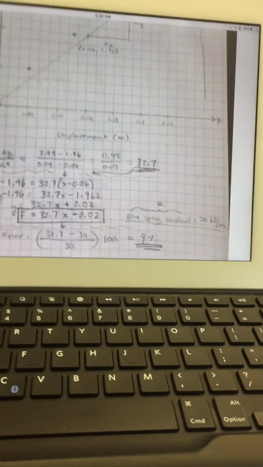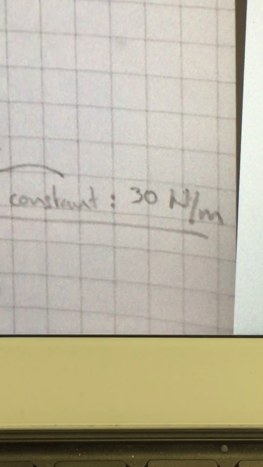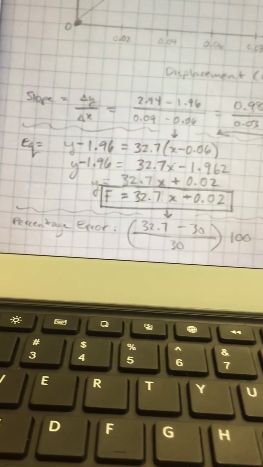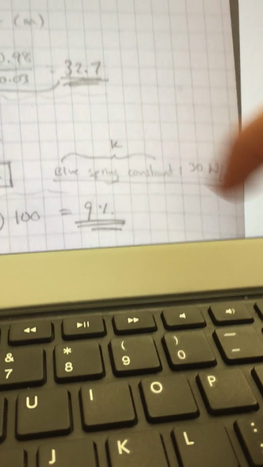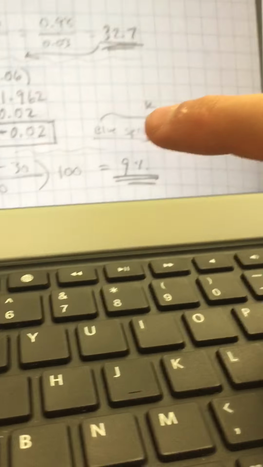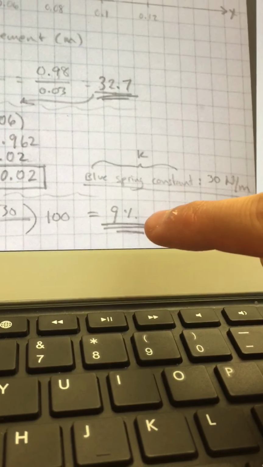Since there were different springs given around the classroom, our spring was the blue one, in which our spring constant was 30 newtons per meter. And so what I decided to do is that since this was our theoretical result that we were supposed to get, we were to solve the percentage error, in which our percentage error was 9%.